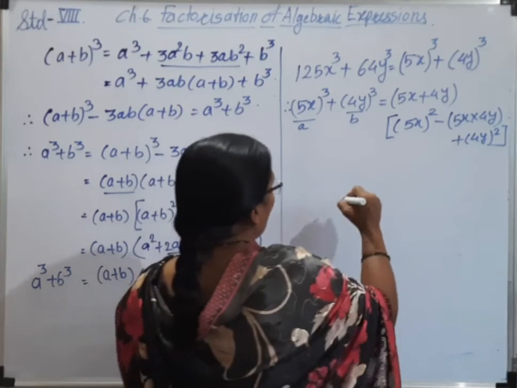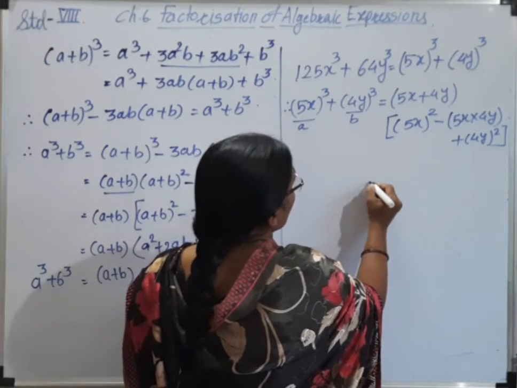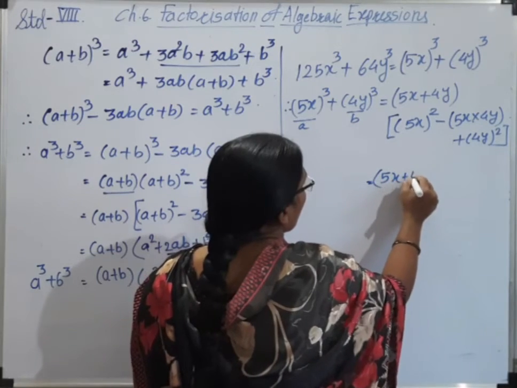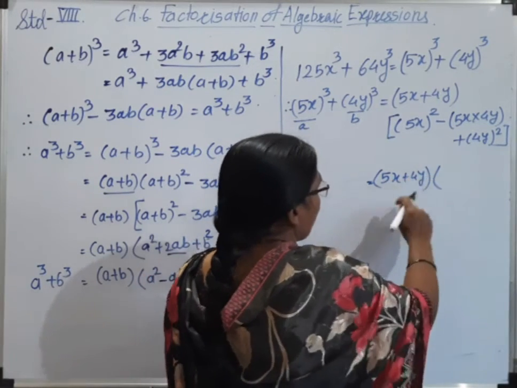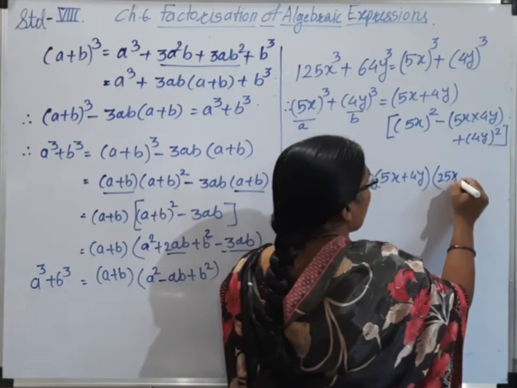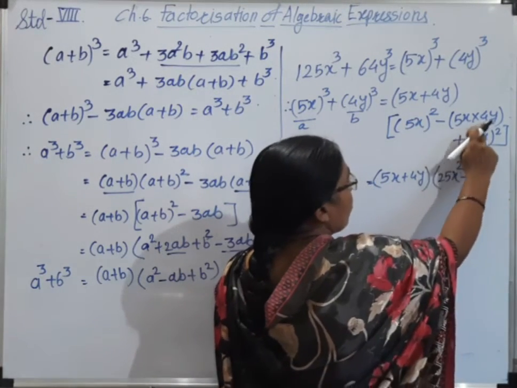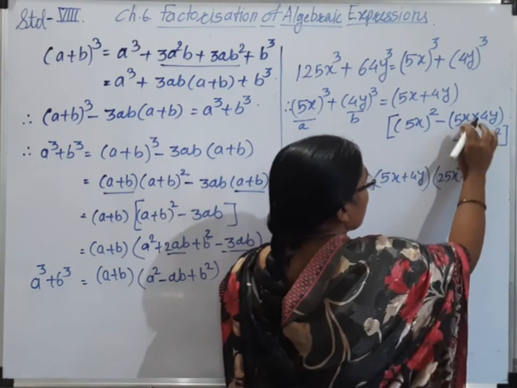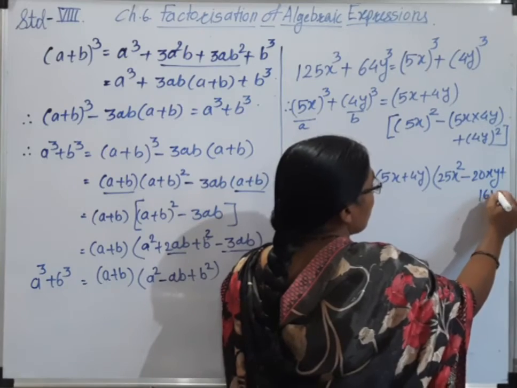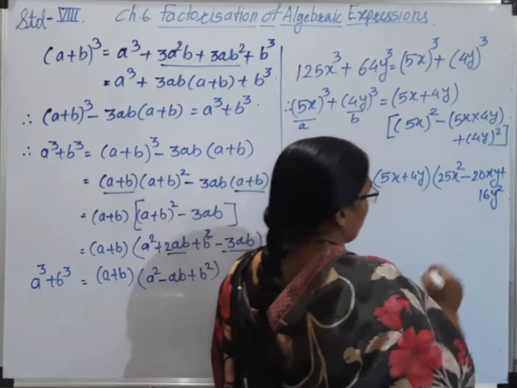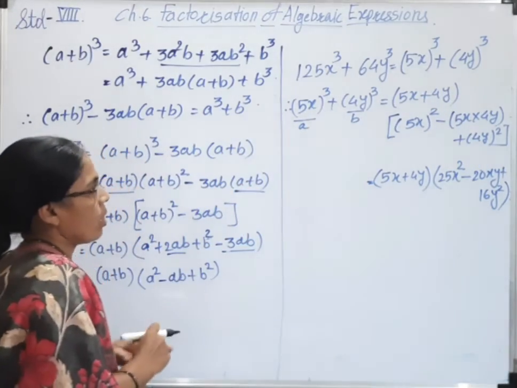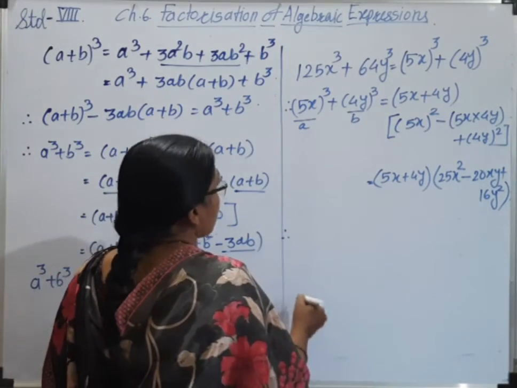It is equal to (5x plus 4y) and another bracket: (5x) whole square, that is 25x square, minus 5 4s are 20, x into y, 20xy, and plus 16y square, because the square of 4y is 16y square. Therefore, we got the last answer.